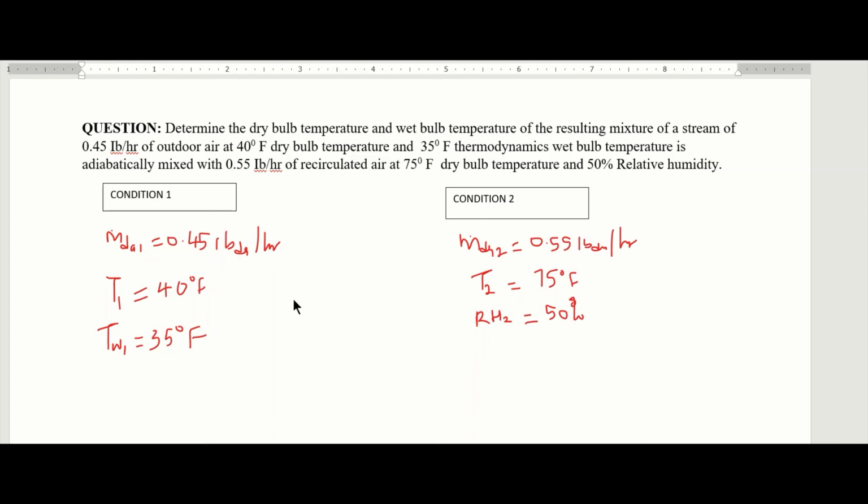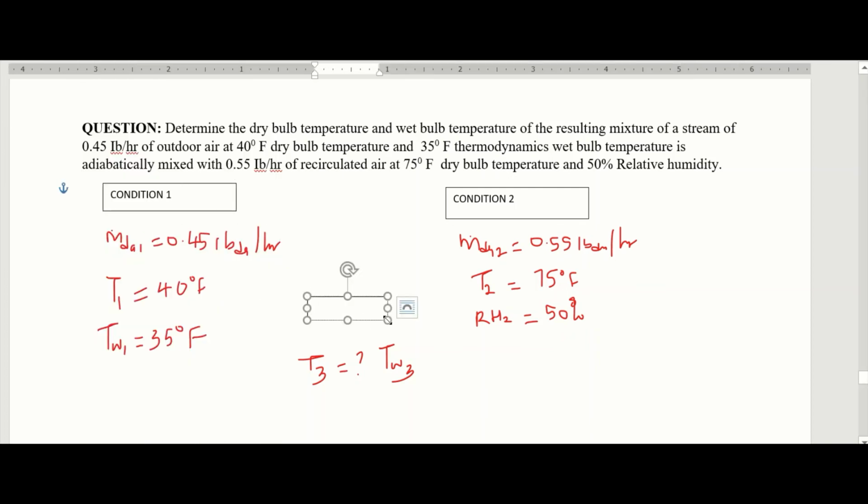Now with these conditions we can find the final condition of the mixed air, because in our question we have to find the dry bulb temperature, so we have to find T3, and the wet bulb temperature, so we have to find TW3. So these are our unknowns. This is our new condition, or I can say our final condition.